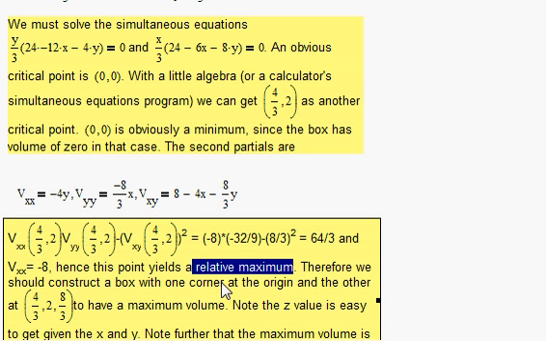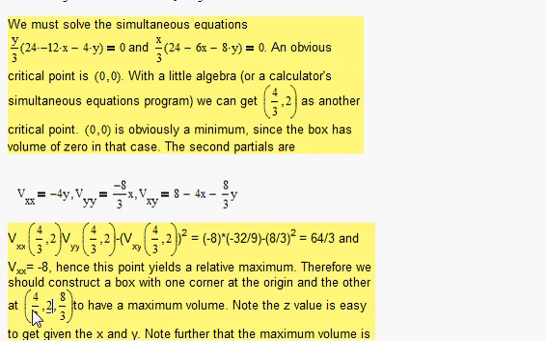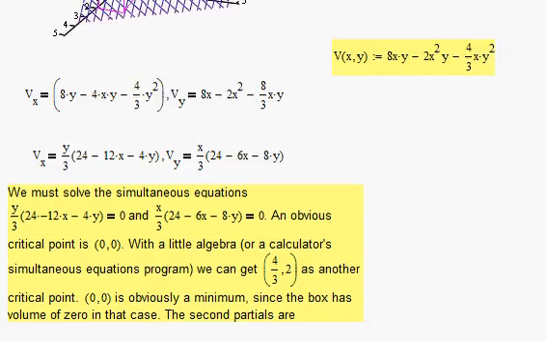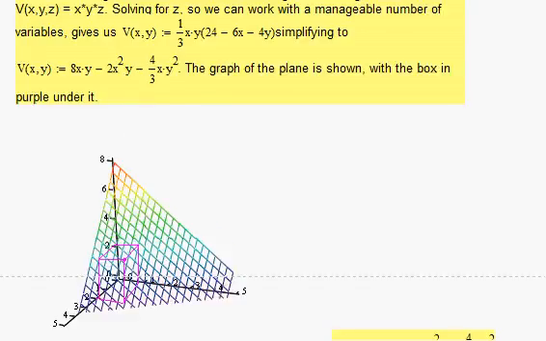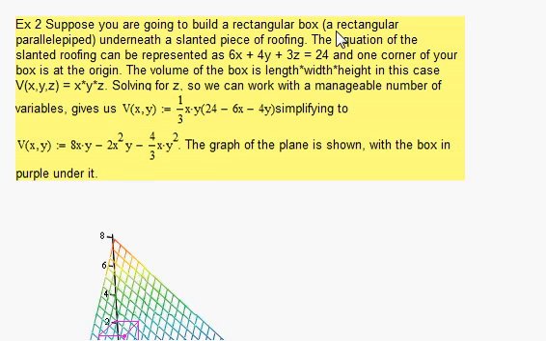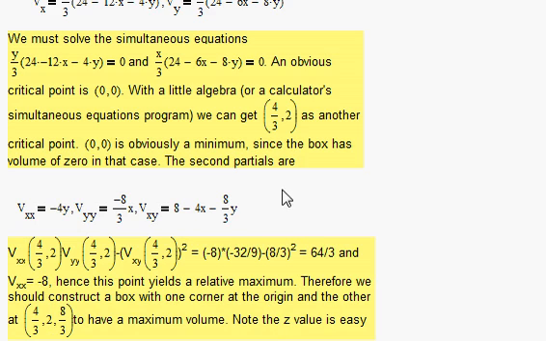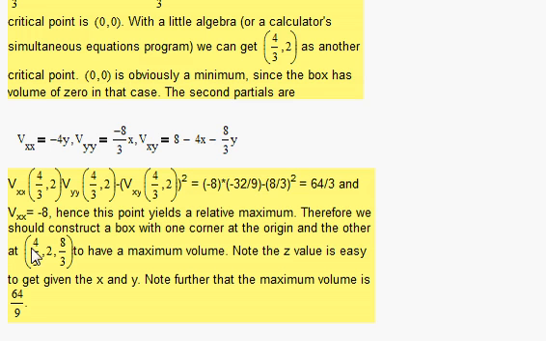Therefore we should construct a box with one corner at the origin and the other at x equals 4/3, y equals 2, and if you figure out what z is at that point, recall solving this equation for z, we had 1/3 times 24 minus 6x minus 4y, so z at that point would be 8/3. That way we have a maximum volume of 64/9.